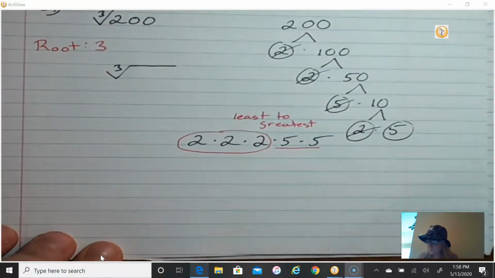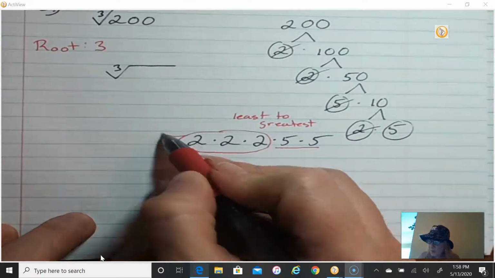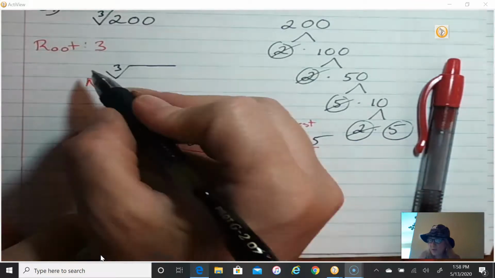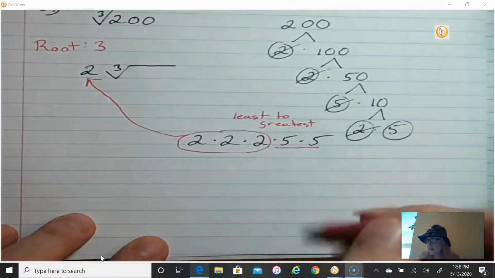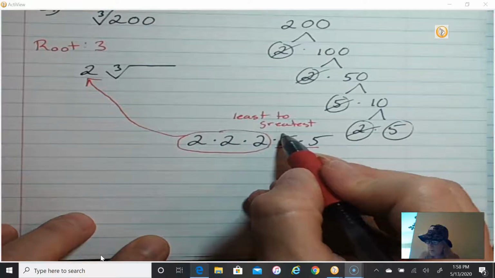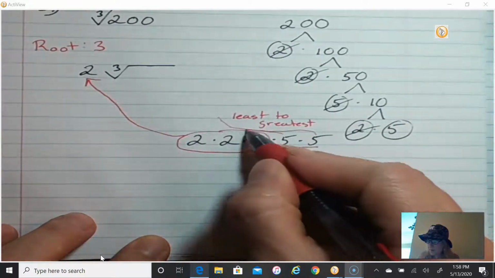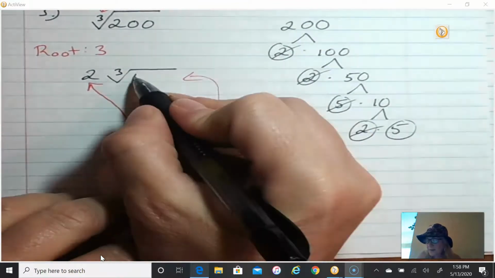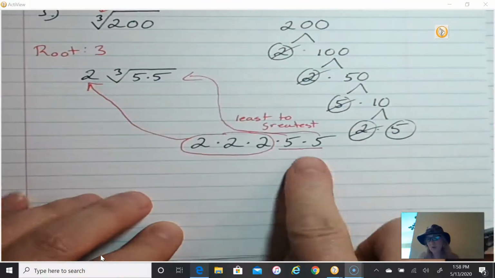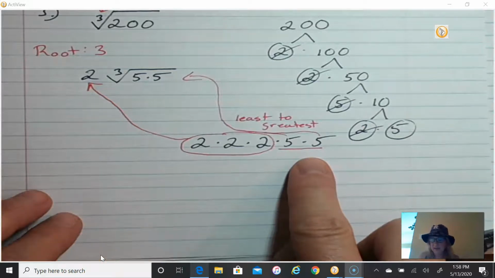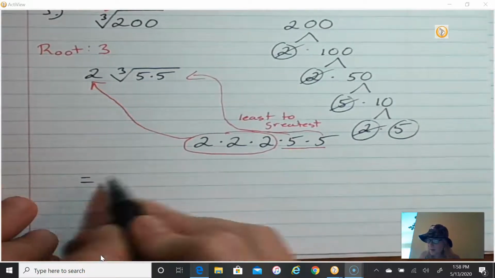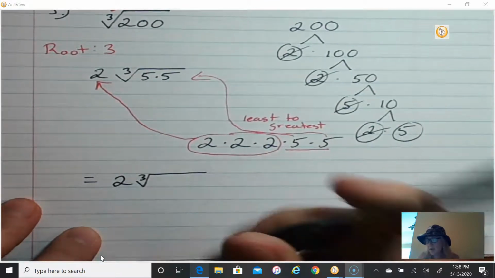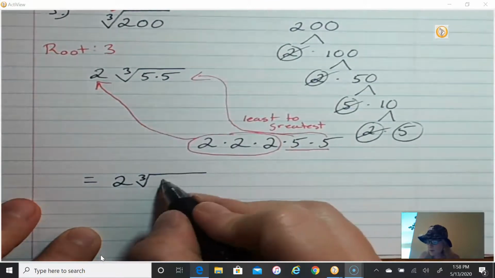Okay, so here we go. Remember, the groups go on the outside. And you take only 1 2 from that. And then the leftovers go on the inside. That's a 5 times 5. You don't just take one of those 5s, you take what you can, okay? All right, so then we have 2 times the cubed root, and what's 5 times 5? 25.